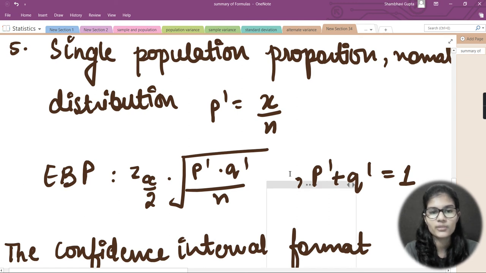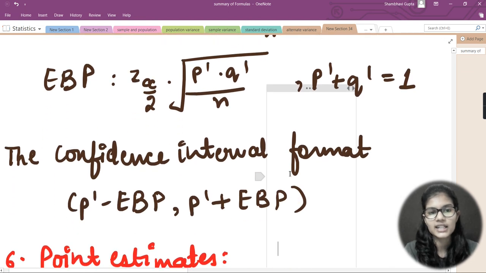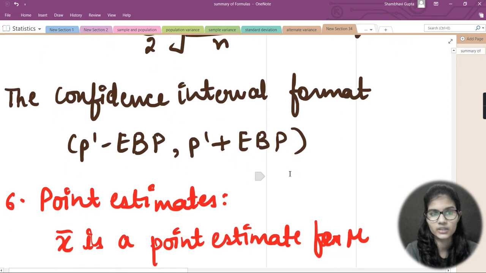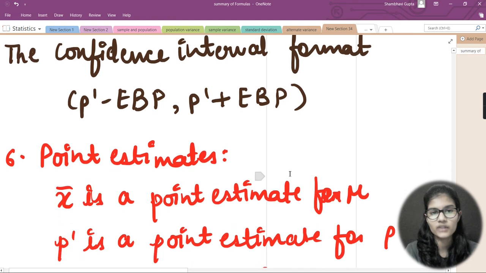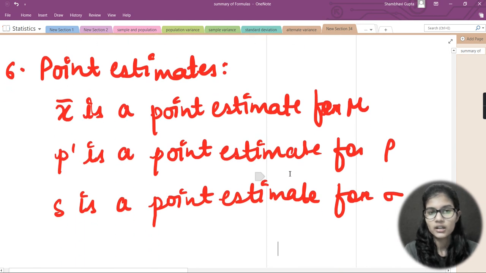So my single population proportion value was p dash is equal to x by n, right? And after that, I had the error bound for proportion. So that was z alpha by 2 multiplied by the square root of p dash into q dash divided by n. And the relationship between p dash and q dash was p dash plus q dash is equal to 1. And the format for the confidence interval was p dash minus EBP comma p dash plus EBP, right?